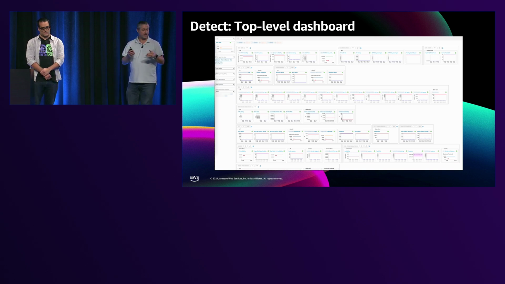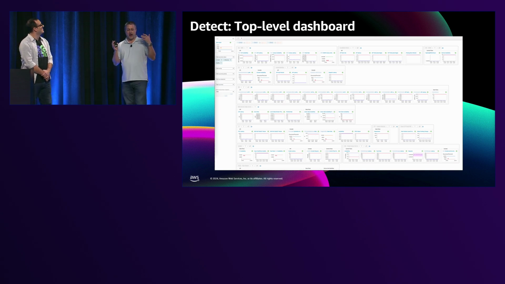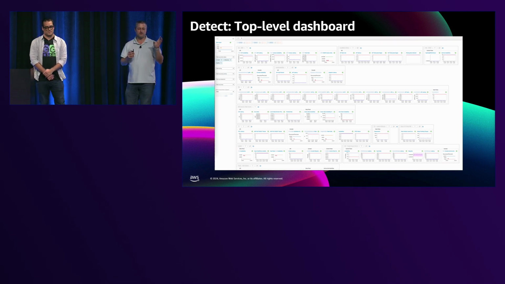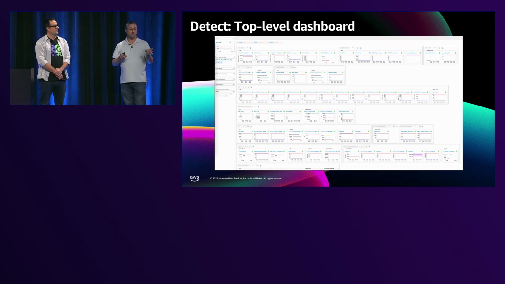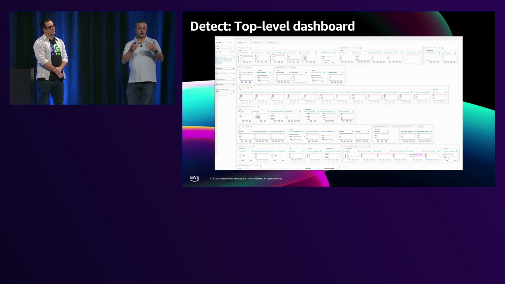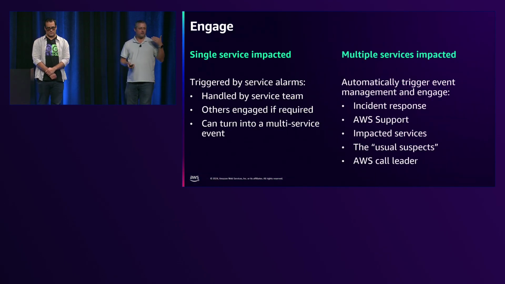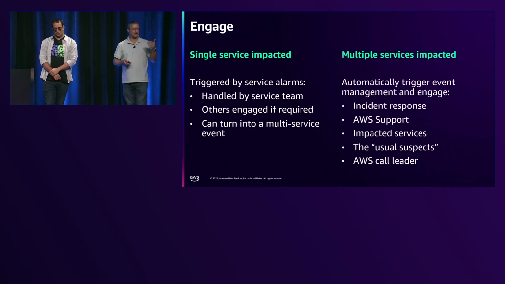And so what you're seeing here, admittedly somewhat zoomed out and slightly blurred, is our top-level dashboard across AWS, where we keep like 3 to 5 key metrics for every service. The idea here is that if there's one service with a problem, that service will probably deal with it, that's fine. But if there are multiple services, then we need to jump into action and run a call that coordinates across everybody.